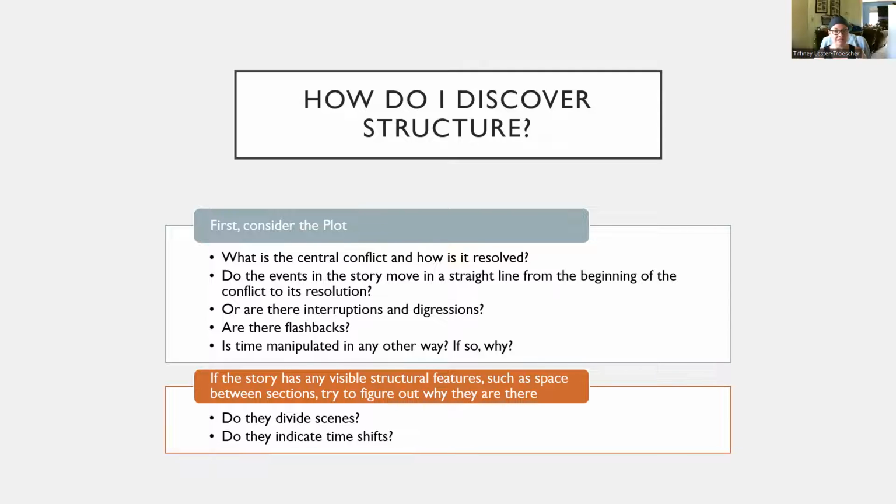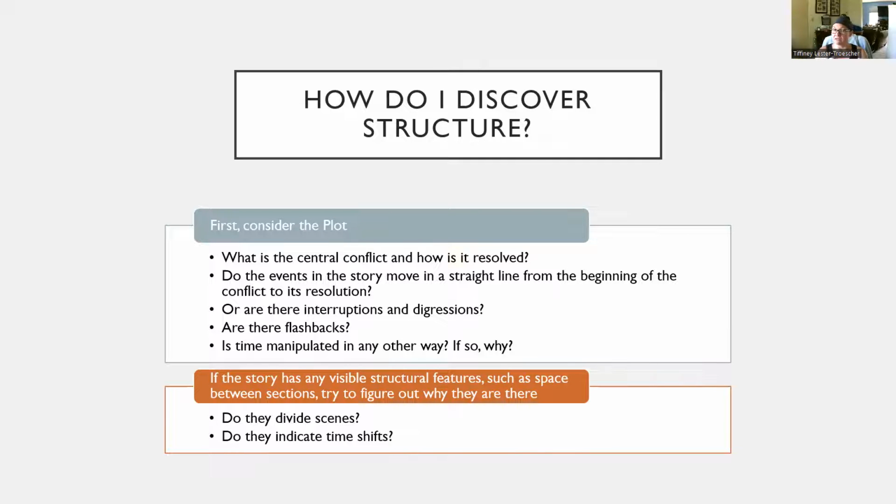Maybe that space indicates a shift in point of view. Maybe one character was our narrator in the first section, and now the second section might be from the point of view of a different character, right? So all different things can alter the structure of the story that you need to pay attention to and think about. Not only because if you're not paying attention to the structure and it has been manipulated in some way, you could end up being very confused.